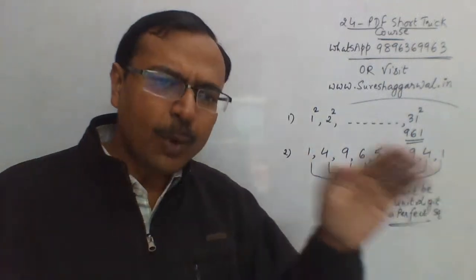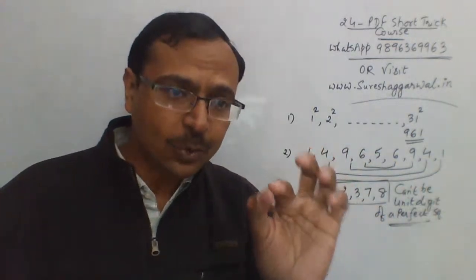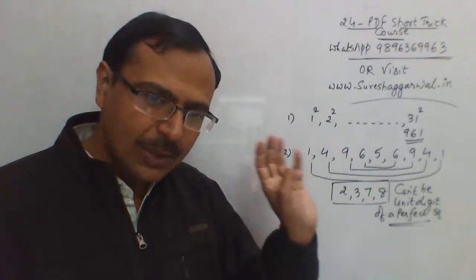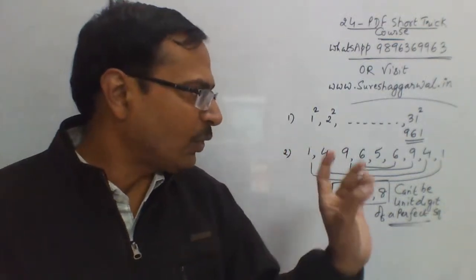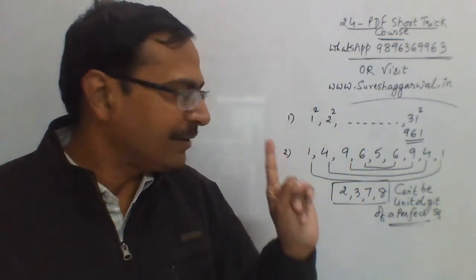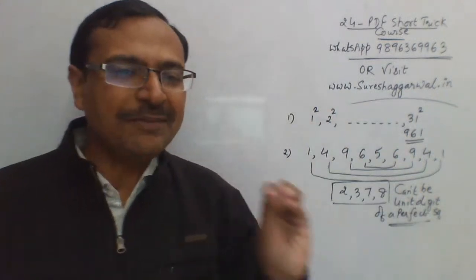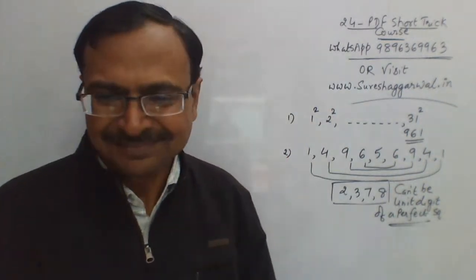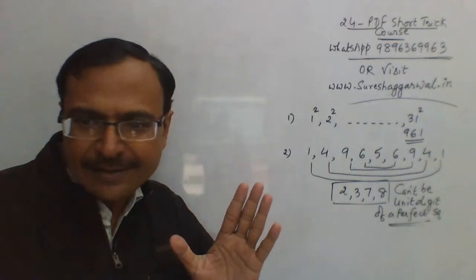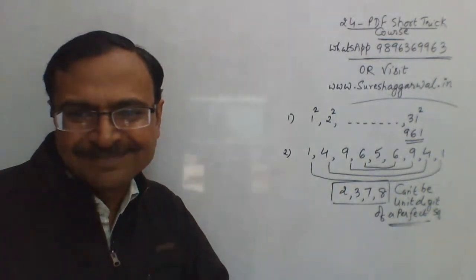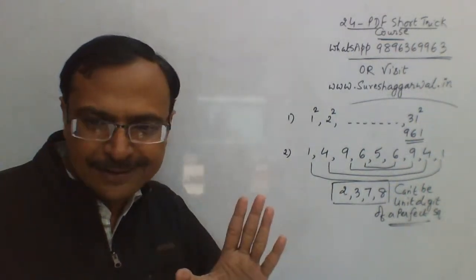So the only possible digits at the unit place are 0, 1, 4, 5, 6, and 9. Only 6 possible digits. I hope the concept is clear, right? I hope the concept is clear till here.